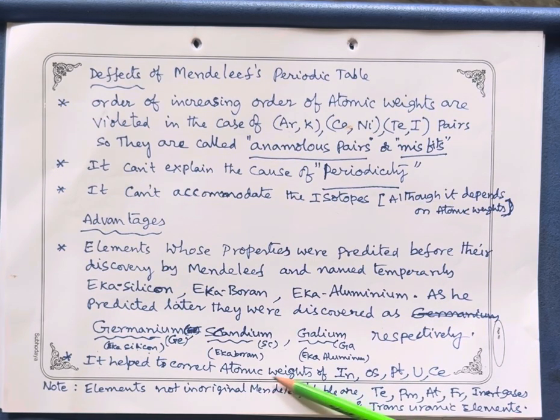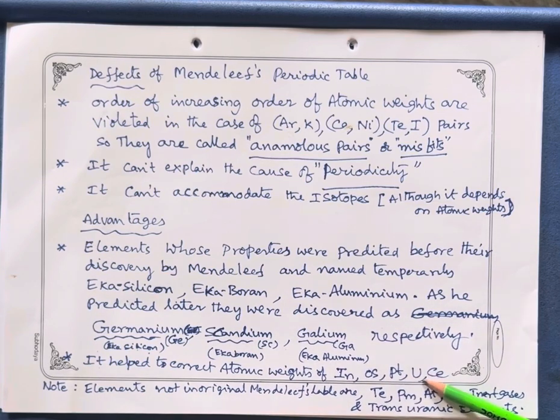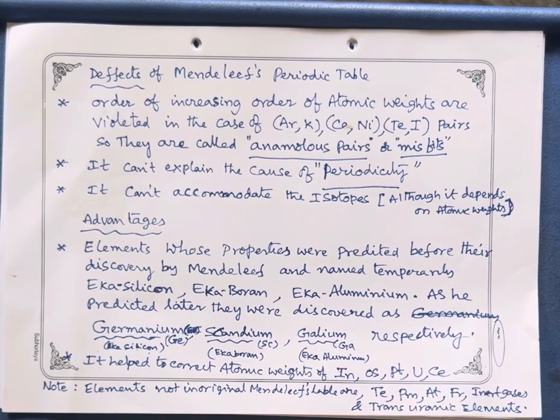It helped to correct the atomic weights of indium, osmium, platinum, uranium, and cerium. The atomic weights of these elements were somewhat wrongly calculated by previous scientists. By using the similarity in properties, they were corrected. The elements had wrong atomic weights, so they were corrected. This is one of the advantages of the Mendeleef periodic table.